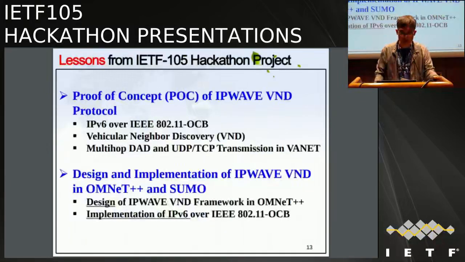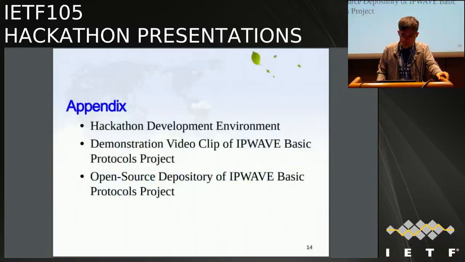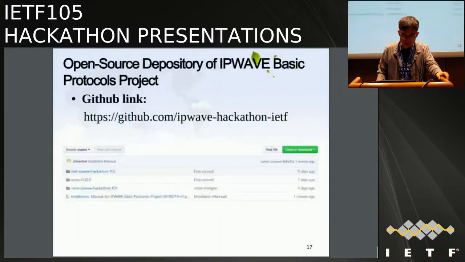During the weekend we learned that the proof of concept, IP Wave, OCB, and vehicular neighbor discovery can work for the multi-hop vehicular network. You can take a look at the other material for a video clip and also the GitHub link. Thank you for listening. Thank you.